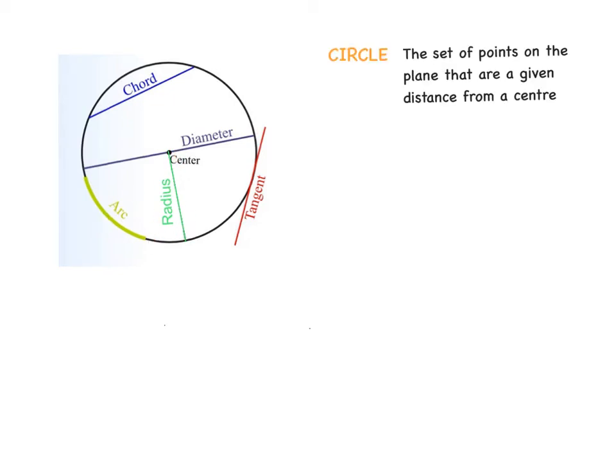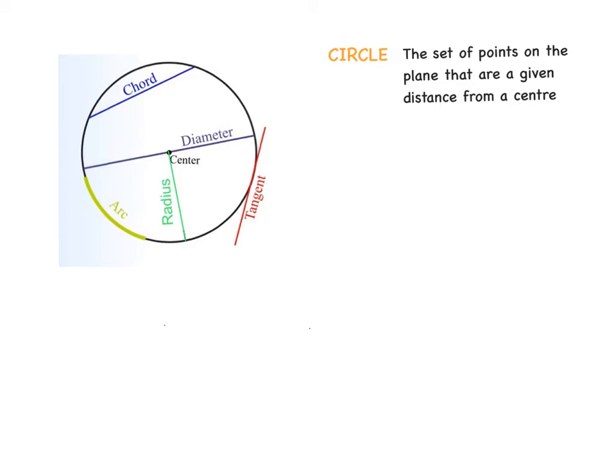The next keyword is the radius. What is it? First of all, this is a line segment, so it has a start and an end point. It is the distance from the center of the circle to a point on the circle. This line segment joins the center of the circle with a point on the circle. It might be here and here and here and so on.